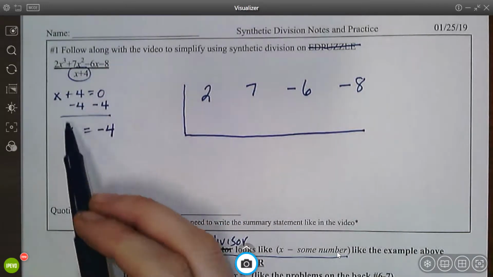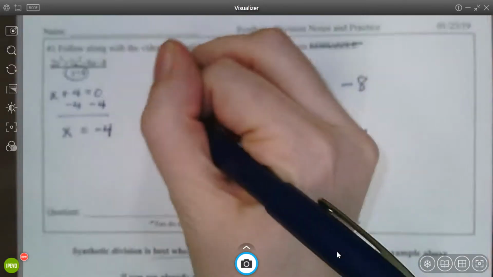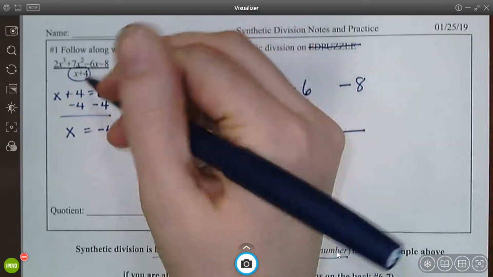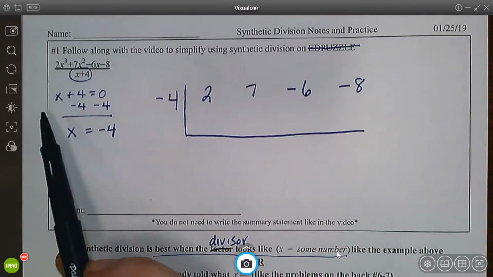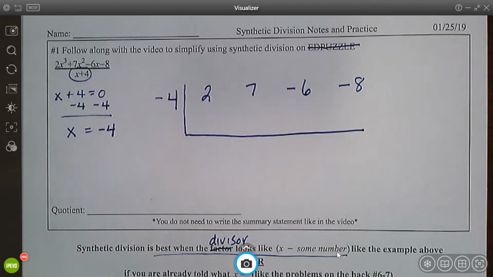If you don't want to show me this, that's totally fine. You are really just switching the sign of that number right there, because I'm never going to put something in front of the x that will make it fractional and a mess. So we're not going to do that. So this is the setup of synthetic.